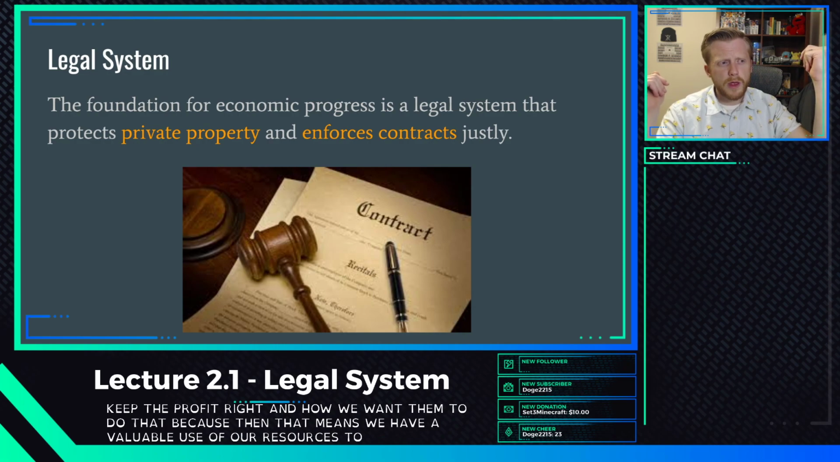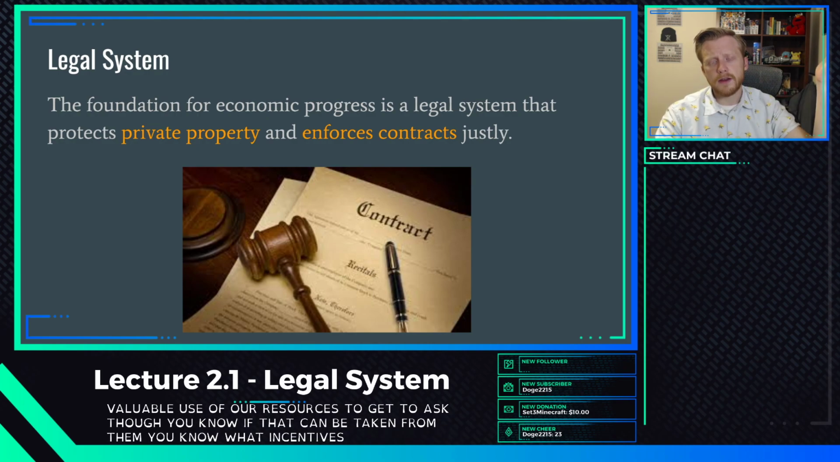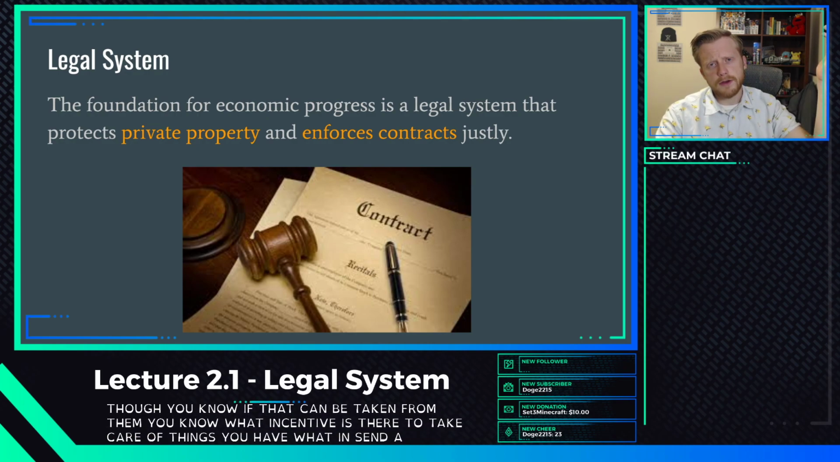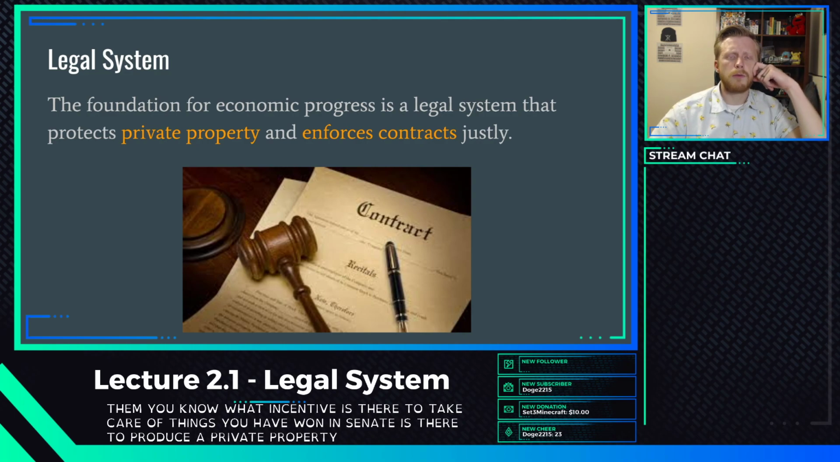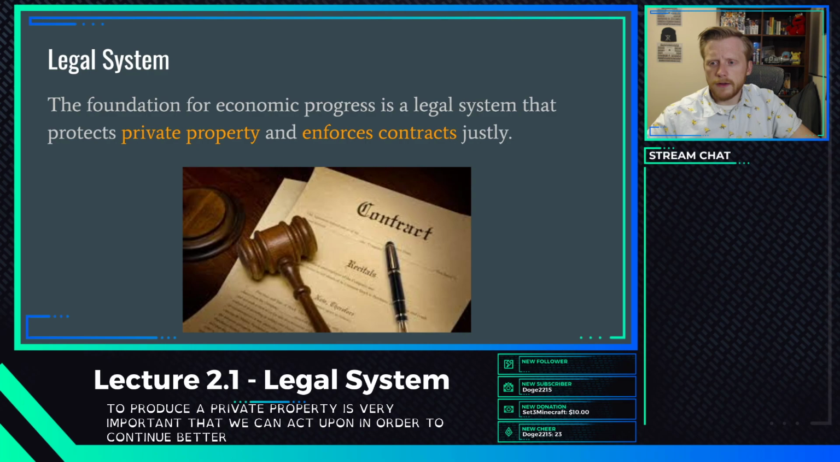So I gotta ask though, if that can be taken from them, what incentive is there to take care of the things that you have? What incentive is there to produce, right? So private property is very important because it gives us the incentives that we can act upon in order to continue to better ourselves, okay?